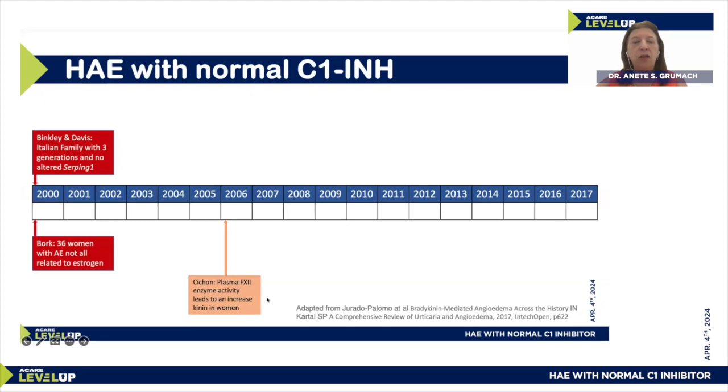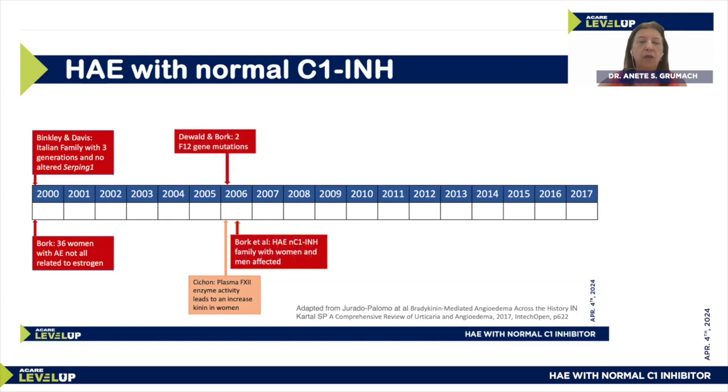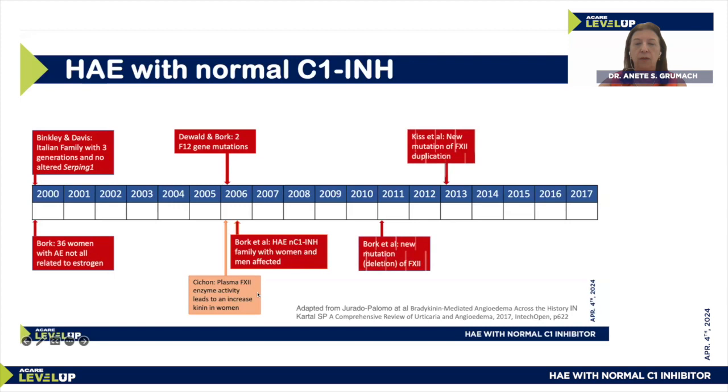Then these patients were evaluated and Sven Sichen and collaborators found plasmatic factor 12 increased, the activity increased, but in 2006, the factor 12 gene mutation was reported. And then it was recognized that not only women were affected, but also men were affected. They were less symptomatic, but they had the mutation.